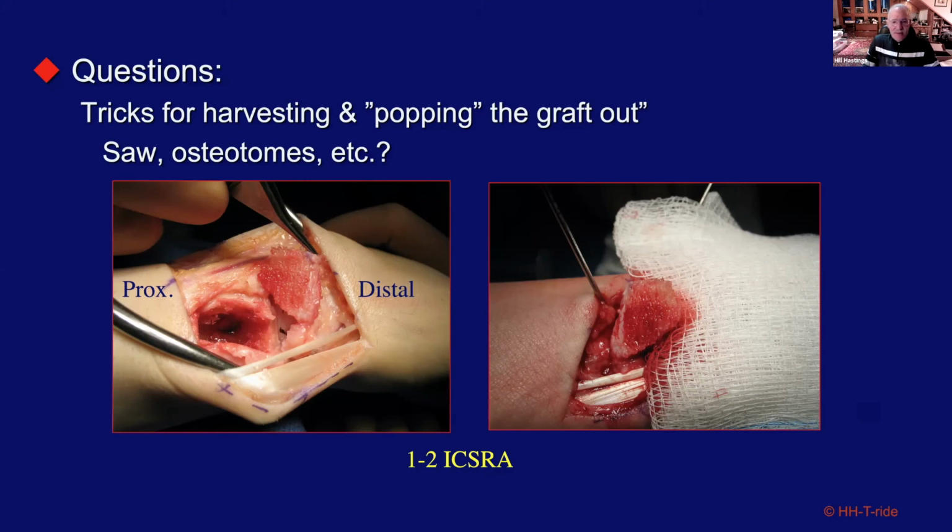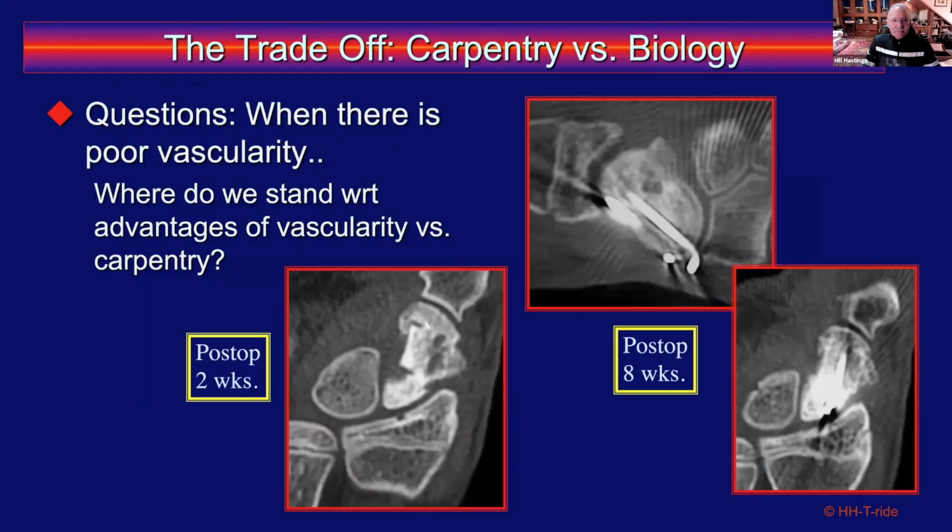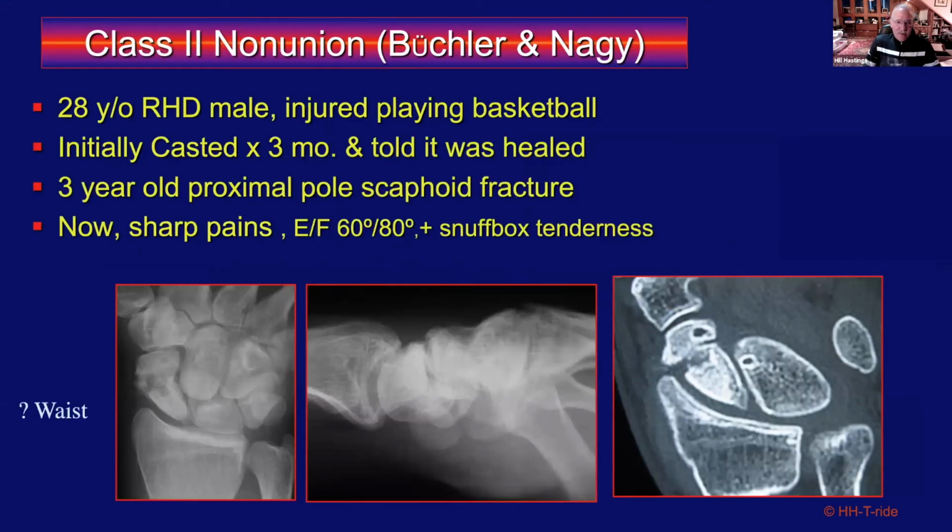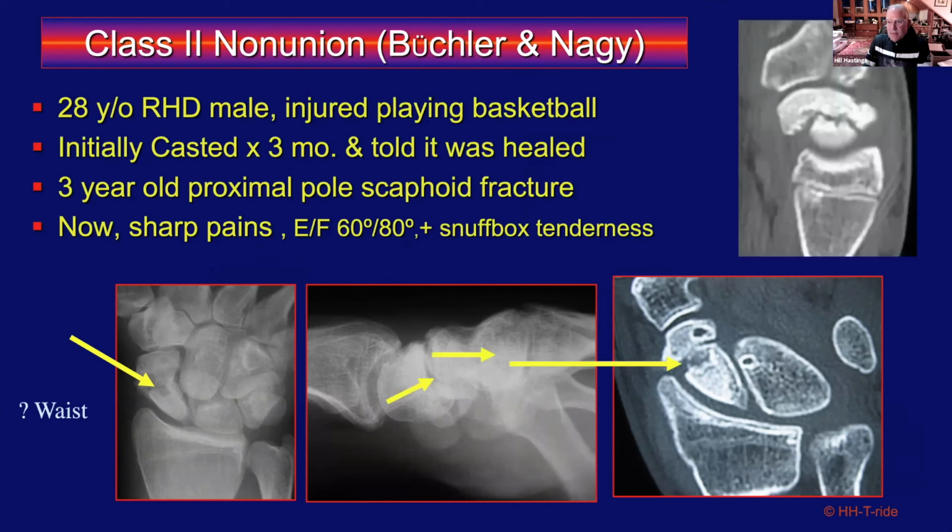I'll pass over this slide, and I'll show another case here, somewhat similar to what Kyle's shown, a 28-year-old who was injured, initially casted, and then shows up with a 3-year-old proximal pole fracture. Kyle, again, is this something that's reconstructible? Yeah, it looks like a waist fracture. Right. And you see on this view, it does look like a waist fracture with some collapse. But again, as shown earlier, there's a vertical Blake type of deformity.